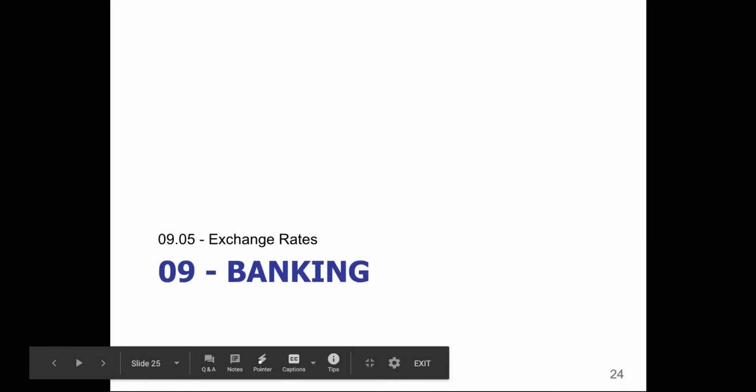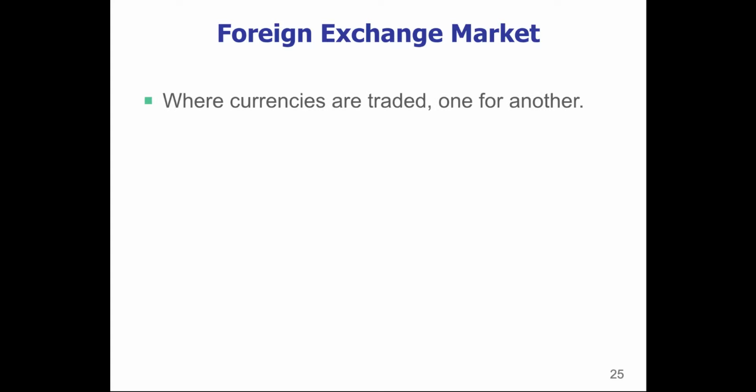Chapter 9, Banking. Now we're going to start talking about exchange rates. An exchange rate is basically you taking your money and your currency and purchasing a different currency. So countries around the world all use different currencies, and those are printed fiat currencies by various governments or groups of governments around the world.